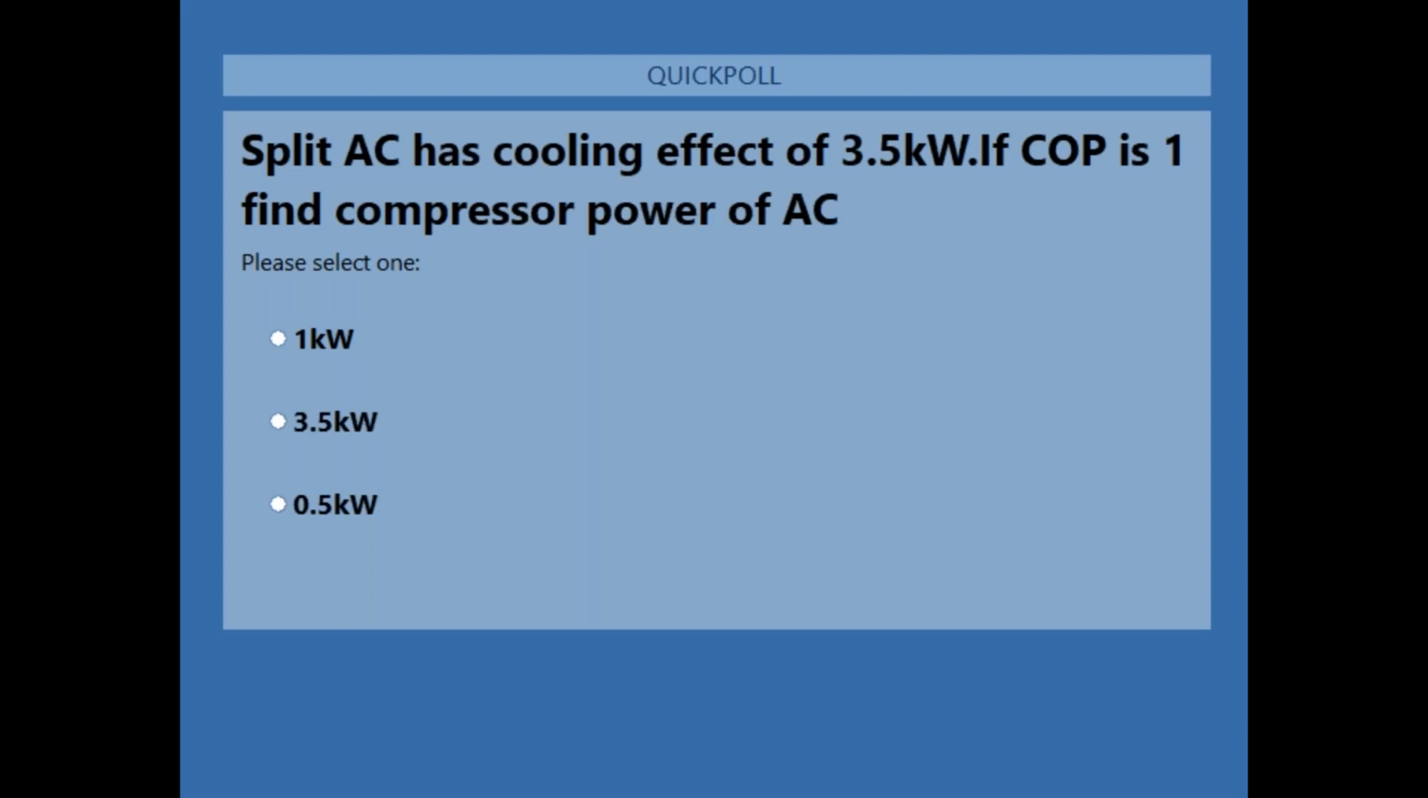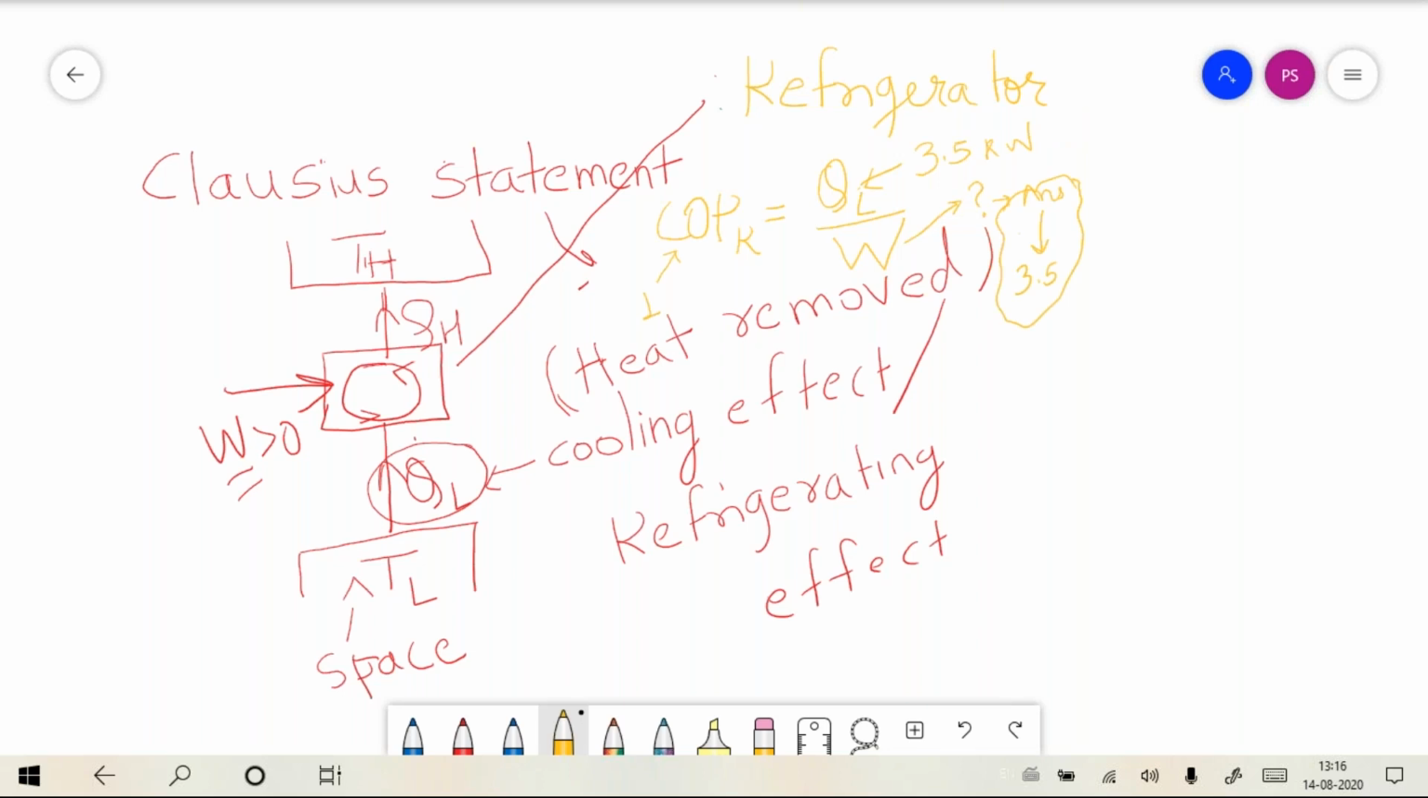So I'm closing the poll, assuming that you understood this. So the correct answer is 3.5 kilowatts. What was given is the cooling effect, the refrigerating effect, was 3.5 kilowatt. The coefficient of performance was unity, and you were required to find W. So just as a matter of a second, 3.5 upon 1. The answer would be 3.5 kilowatt, which around 90% of the class has got right. Those who are not getting it right, it is because you are not at all attentive. So let me move on to the next concept, that is of heat pump.